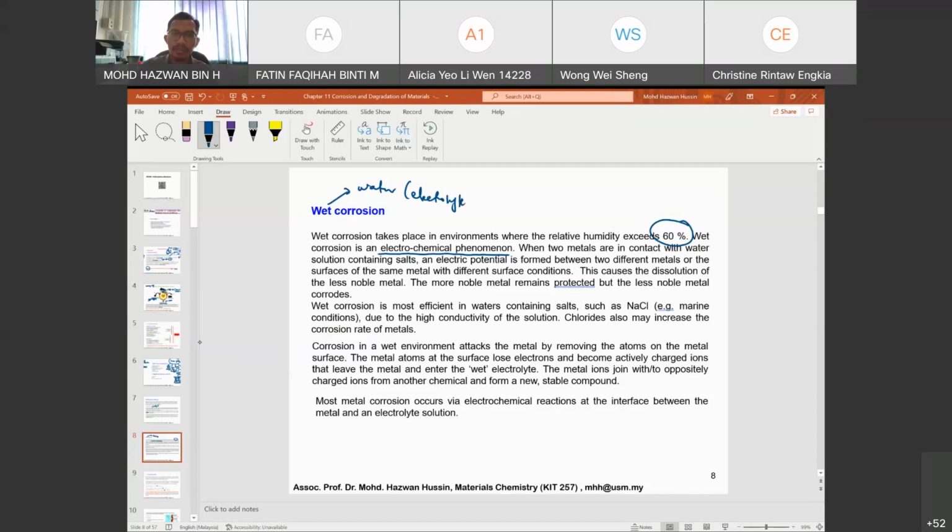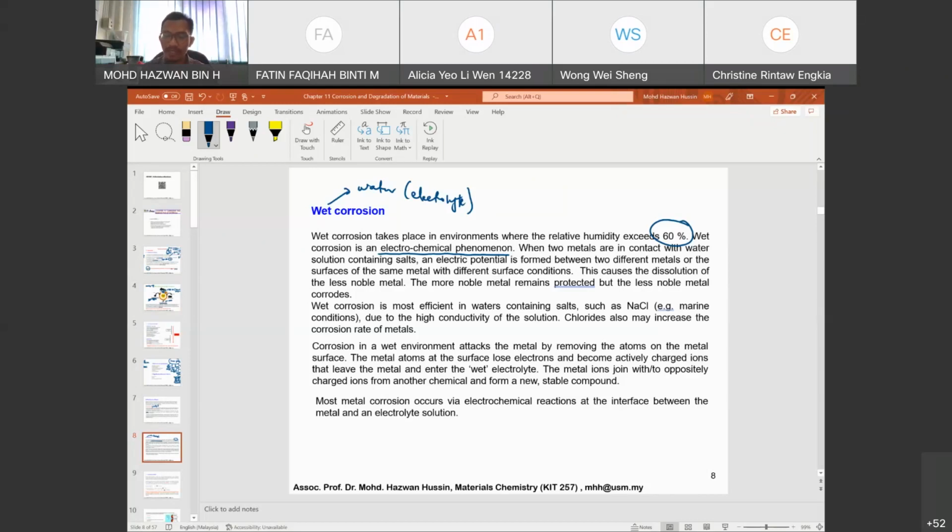And metals, of course, will be the electrodes. When two metals are in contact with a water solution containing salts, an electric potential is formed between the two different metals, or the surfaces of the same metal with different surface conditions. This causes the dissolution of the less noble metal. The more noble metal remains protected, but the less noble metal will be corroded. Wet corrosion is most efficient in water containing salts.